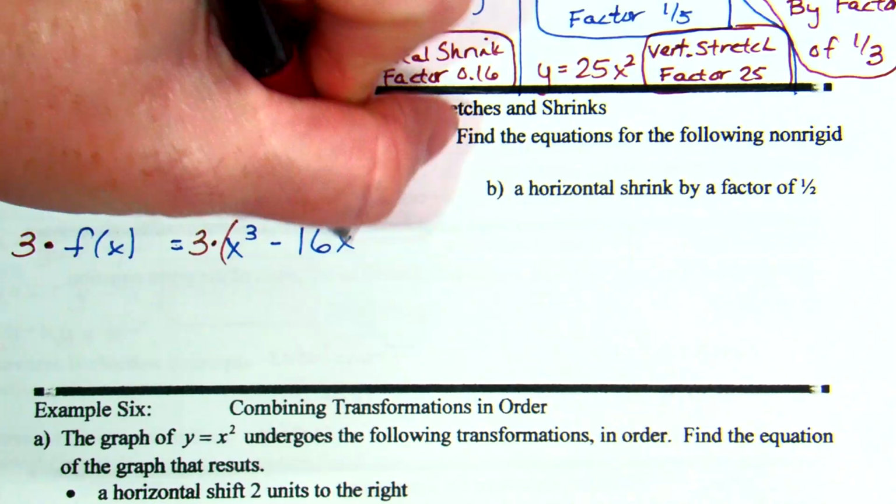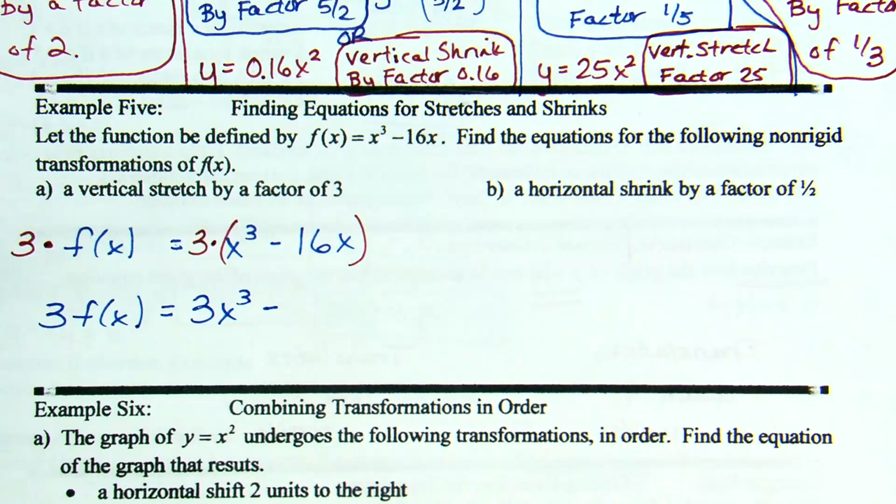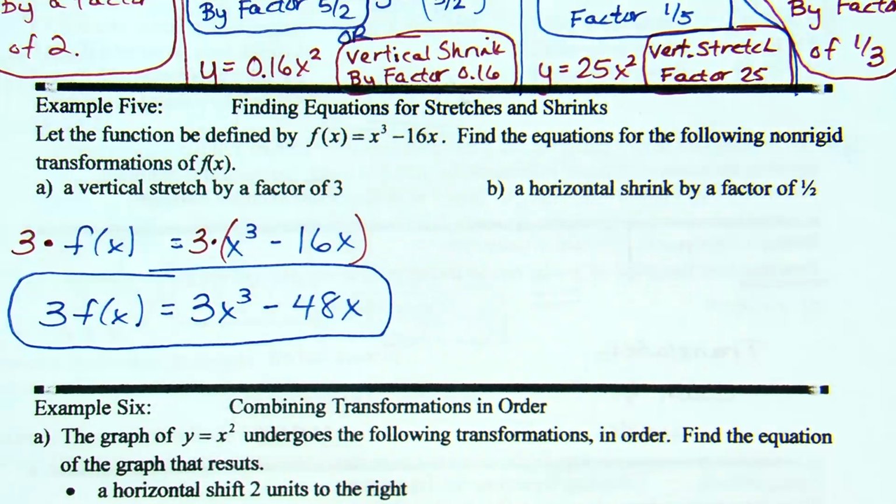Could we multiply that out? Sure, let's do that. If I multiply this out, 3 f of x is equivalent to what? 3x cubed minus 48x. Yep. And that's all you can do in that particular problem. If it had been a horizontal stretch by a factor of 3, then we would have to go into those x's and do x divided by 3. Okay? But this was just vertical, so the vertical rule on the previous slide said c times f of x, right? So that's what we did.